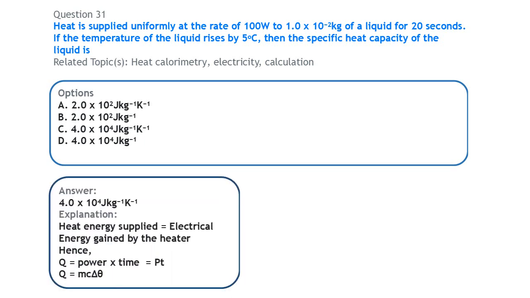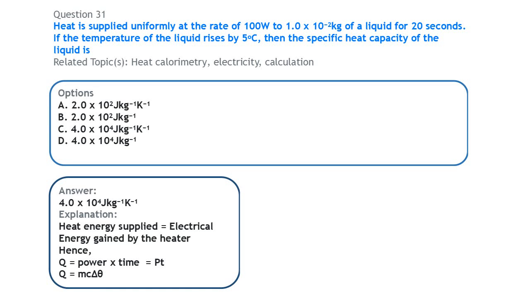Alright, so we know that for quantity of heat, there are many formulas that we use. One is power times time. That is, if the heat is supplied by an electrical device, let's say you are using a heater, for example, to heat water, the quantity of heat supplied to that water is equal to the electrical power of that heater times the time that it took.